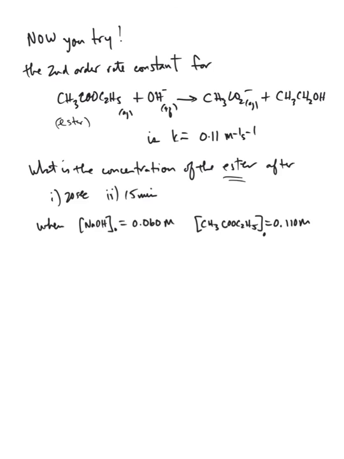So the second order rate constant for this base reacting with this ester is, here I'm giving you the rate constant. It's 0.11 inverse molar inverse seconds. I'm asking you to figure out the concentration of the ester after 20 seconds and after 15 minutes if the original concentration of the base is 0.060 and the original concentration of the ester is 0.110. You might need a couple pages of paper for this. The math may be a little hairy, but I did it just now and it does work just fine.